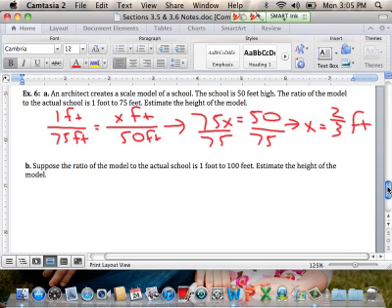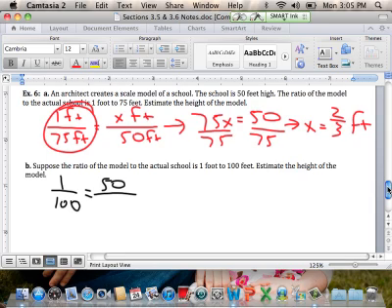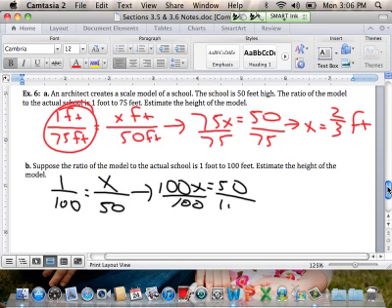Part B says, suppose the ratio of the model. So now all they've done is change this ratio. Instead of 1 to 75, we're looking at 1 to 100. And they still said the height is 50 of the actual, not of the model. Just make sure your pieces line up. So we want to know the model when the actual is 50. Cross multiply. 100x equals 50. Divide by 100. So x is equal to 1/2 of a foot. In other words, it's 6 inches tall.